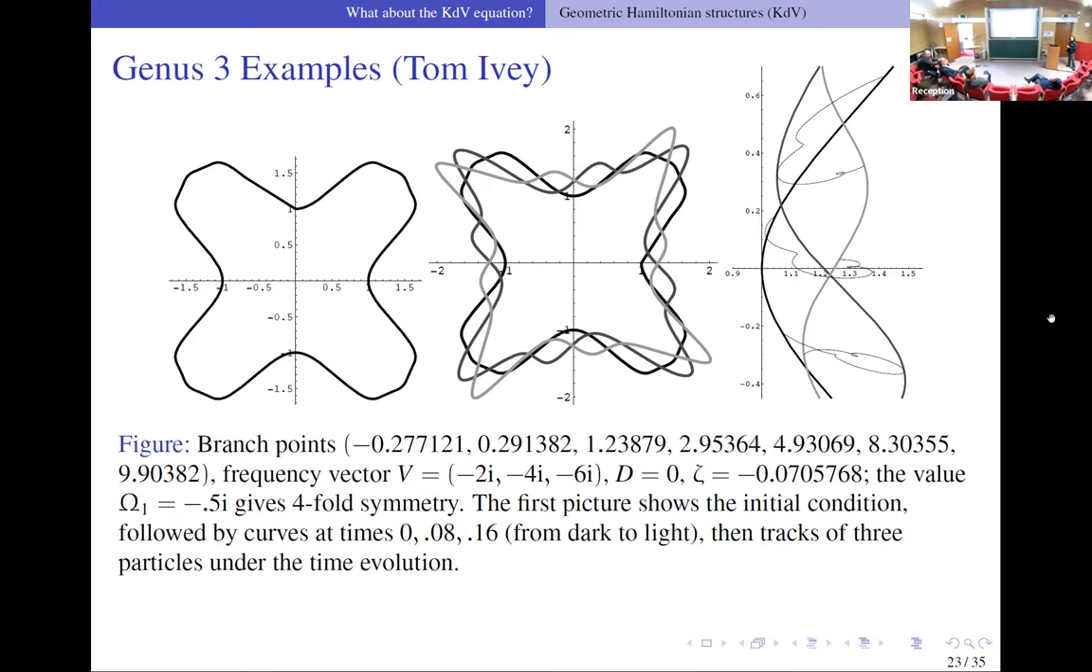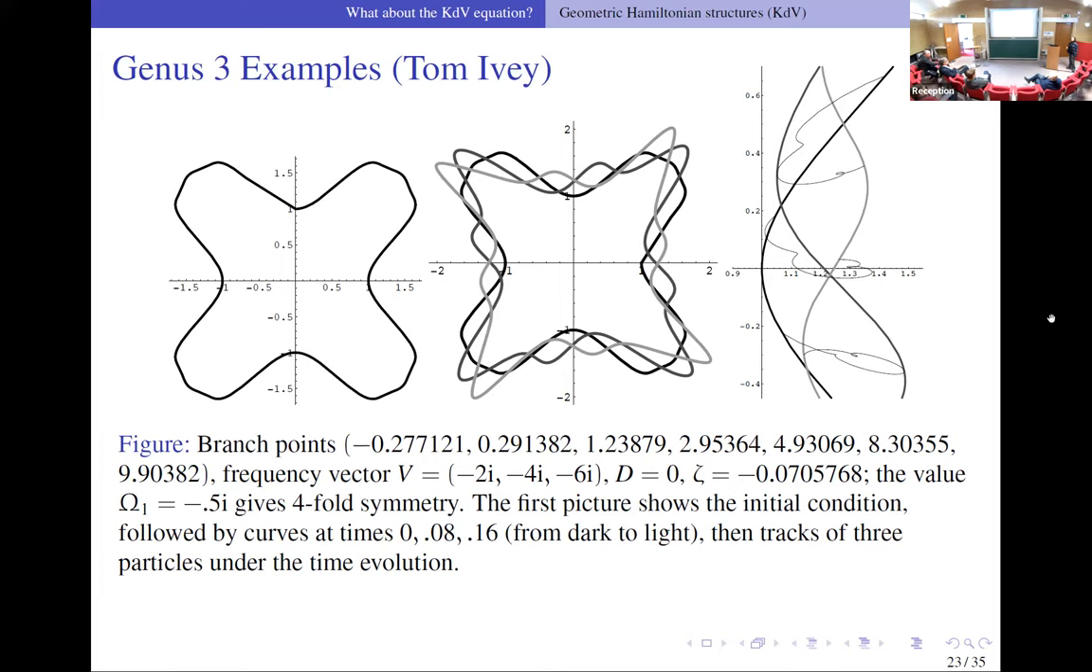The construction is really the same. You're still doing all of the moves towards constructing a solution for KdV, right? But you stop with the eigenfunction and the Baker-Akhiezer function, and you use that. And so these are actually the Pinkall solutions.